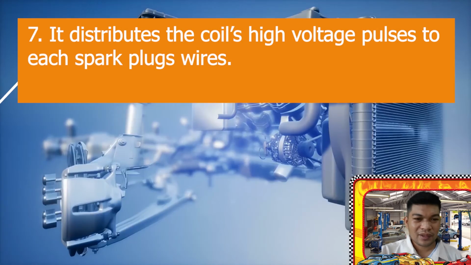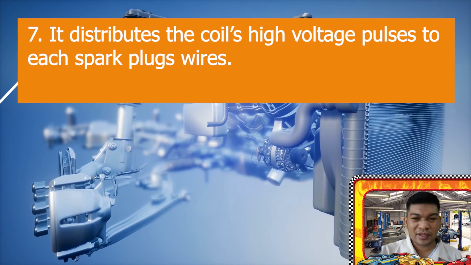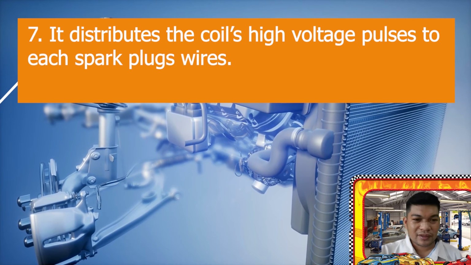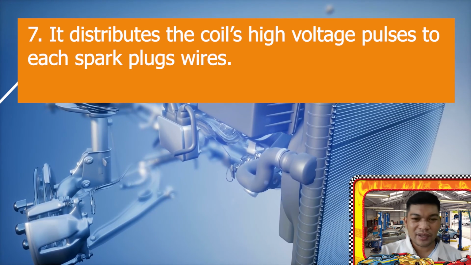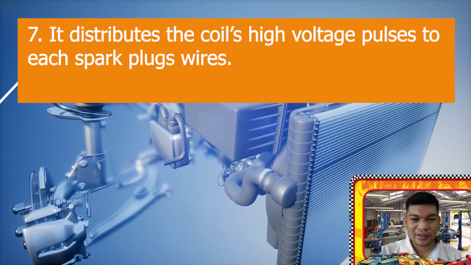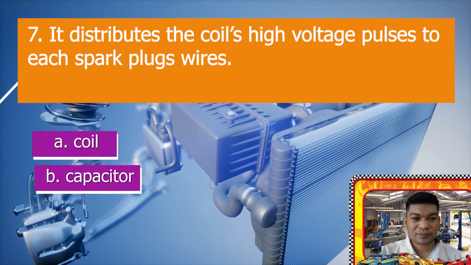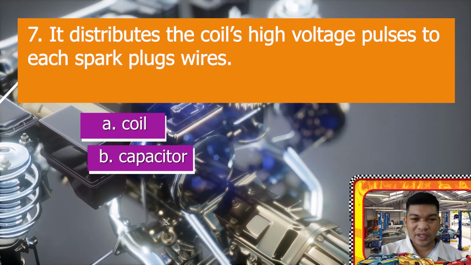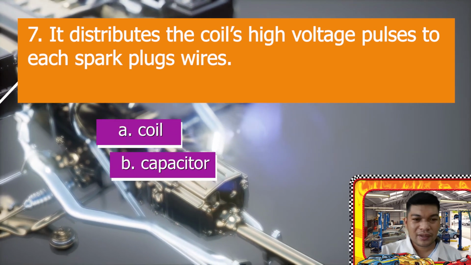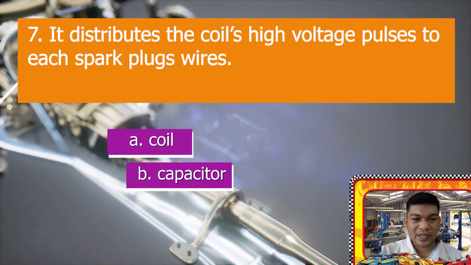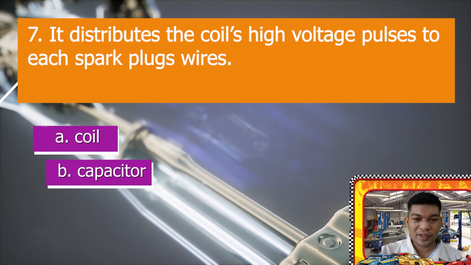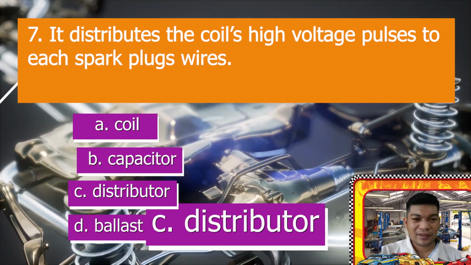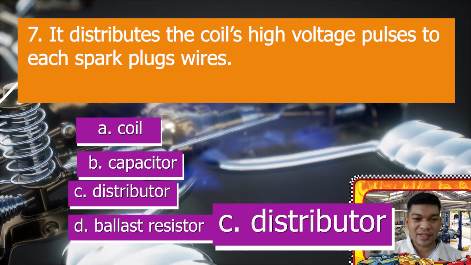Number 7. It distributes the coil's high voltage pulses to the spark plug wires. A, coil. B, capacitor. C, distributor. D, ballast resistor. What is the right answer? Very good. Letter C, distributor.